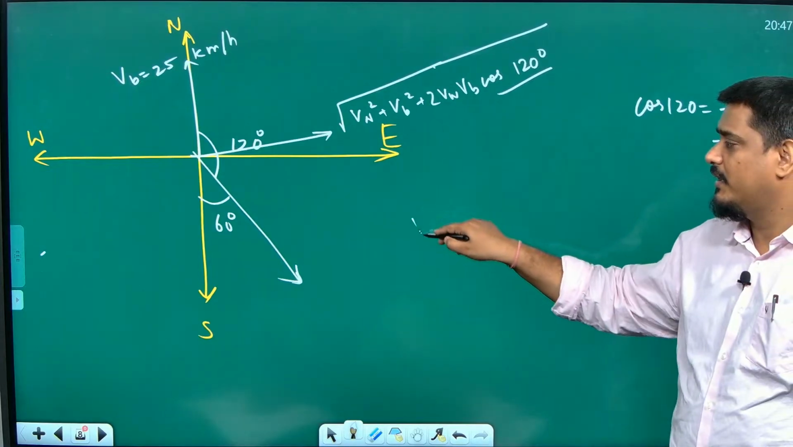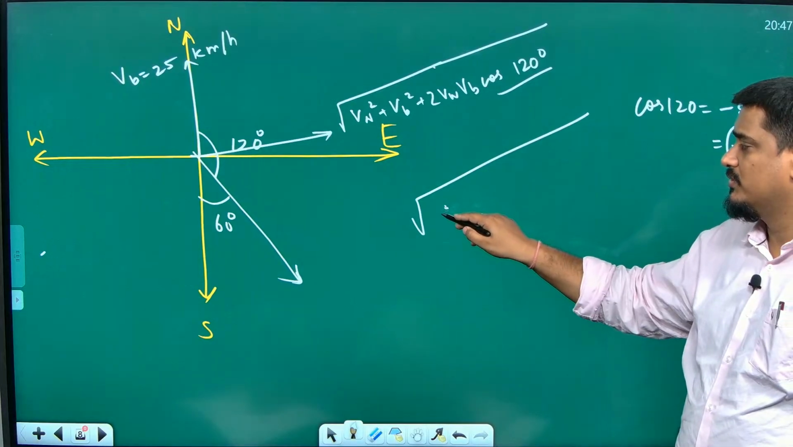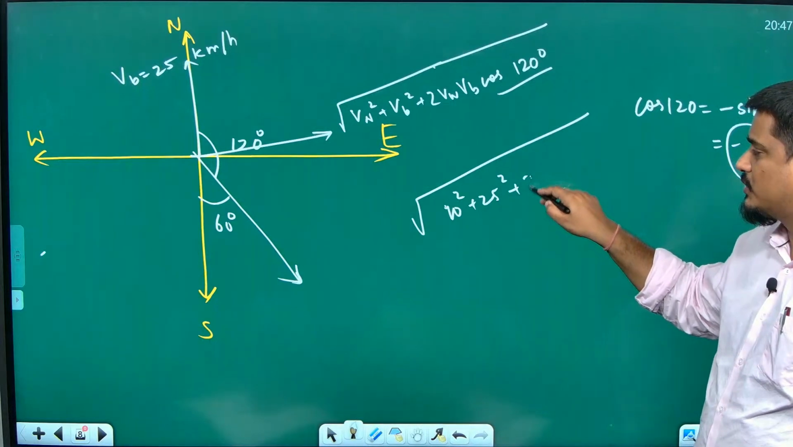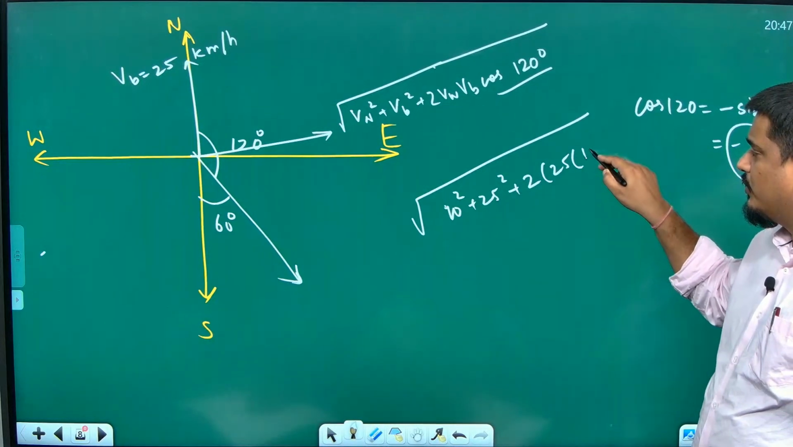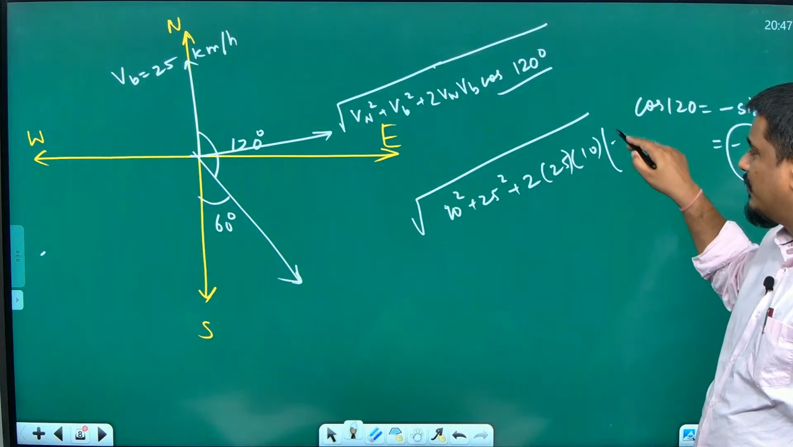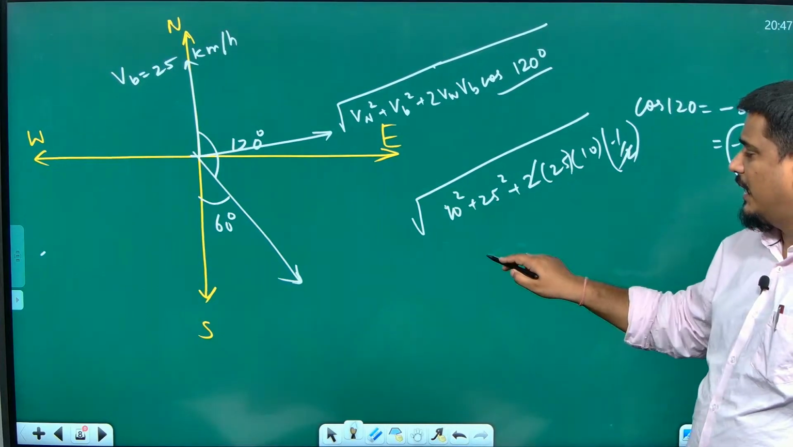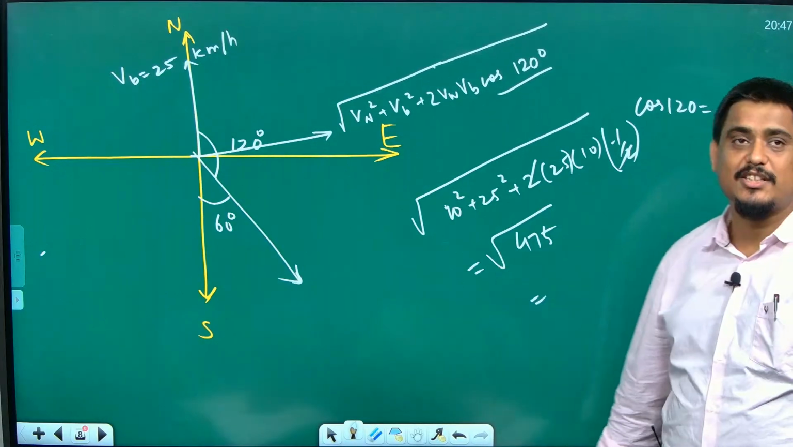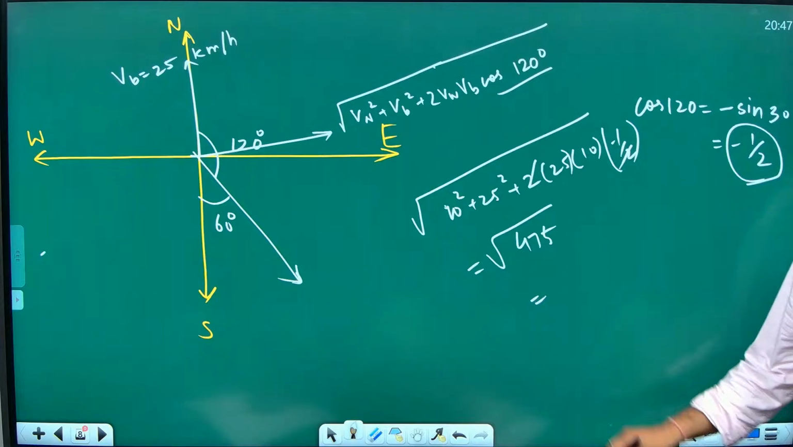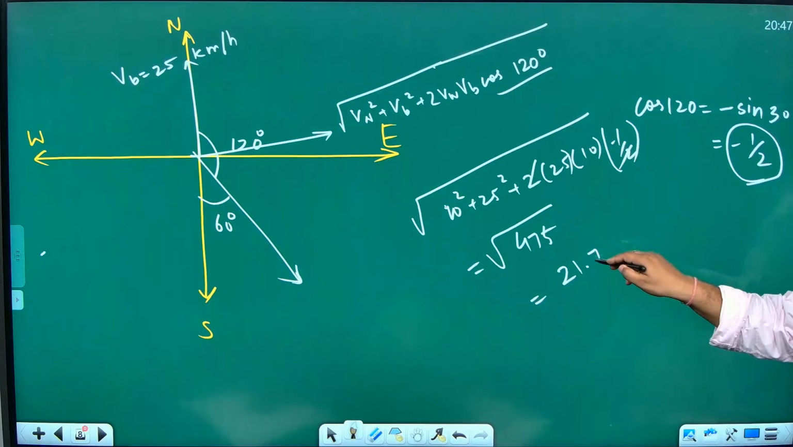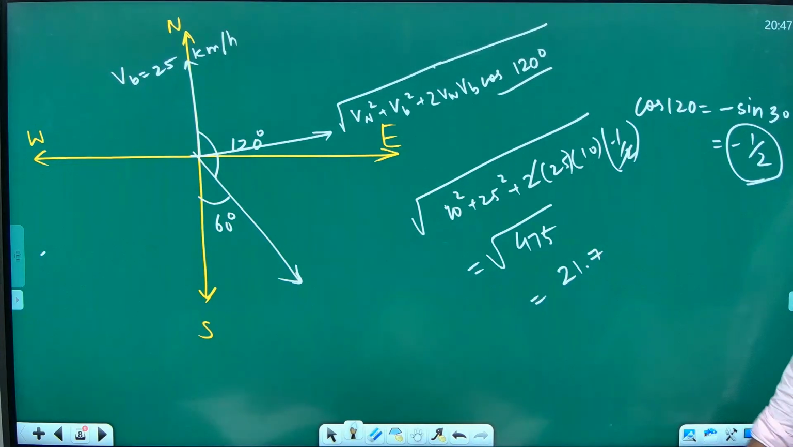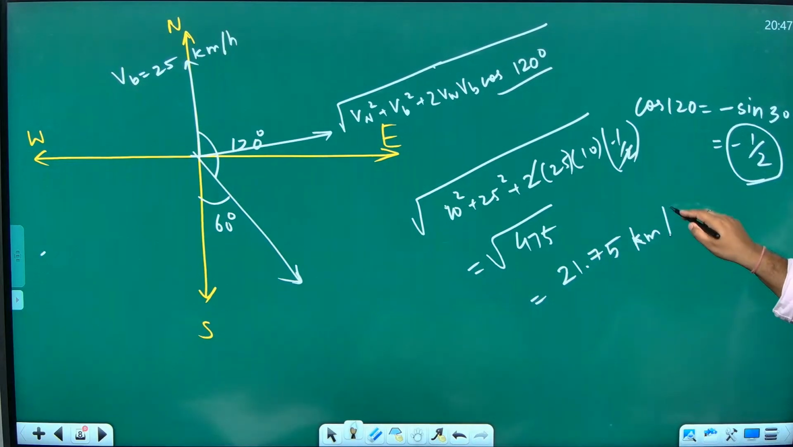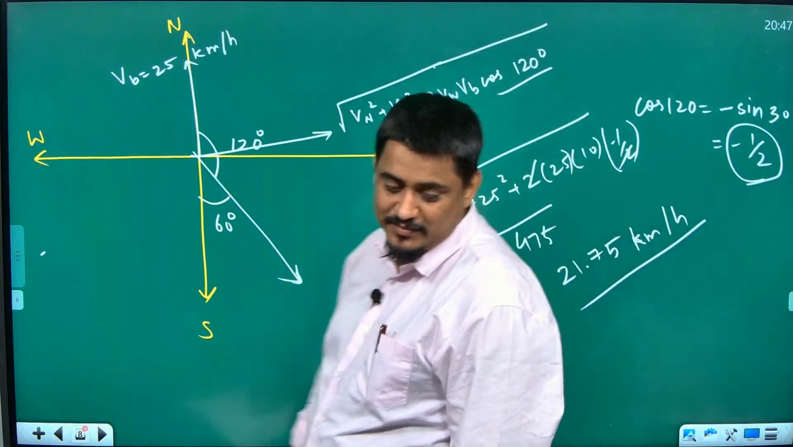So when I put it here, root over, what is VW? 10 square plus 25 square plus 2 into 25 into 10 into minus 1 by 2. The 2 gets cancelled and you get root over 475, which Mr. Sri Krishna is doing by calculator and telling 21.7 kilometer per hour. Very good, I am just encouraging you. Whatever it may be.